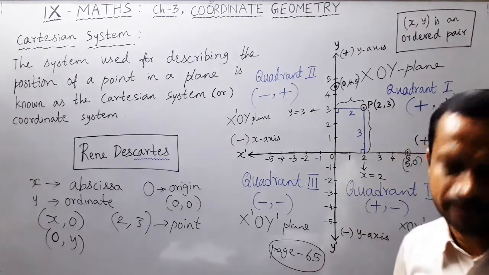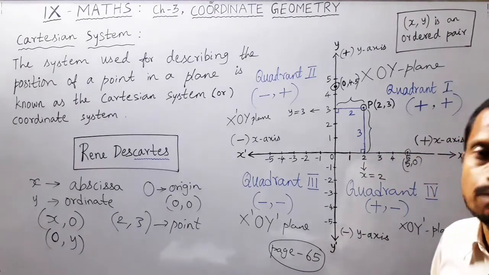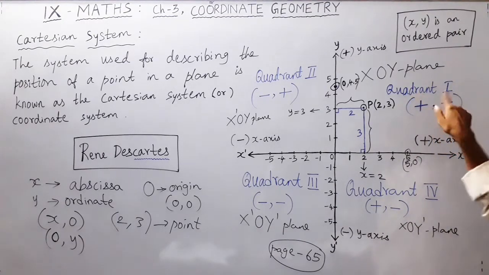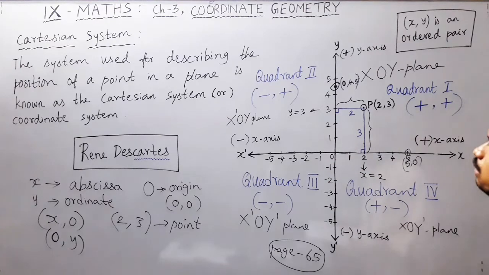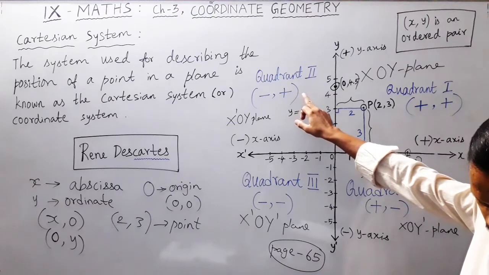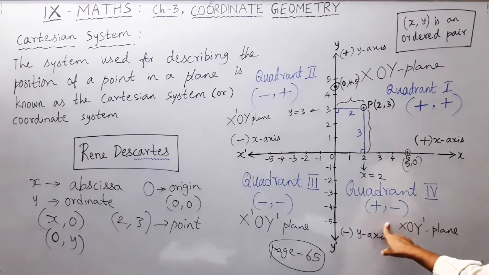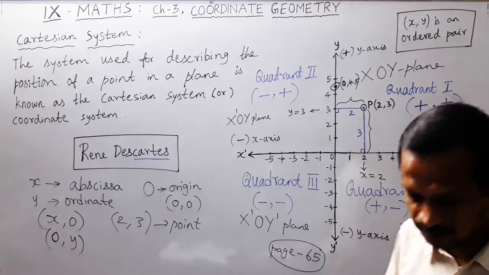Coming to next point number 10. The coordinates of a point are of the form plus comma plus, in the first quadrant. Everything we have discussed already, but point by point now we are again recalling. And then minus comma plus, second quadrant; minus comma minus, third quadrant; plus comma minus, fourth quadrant. Where plus denotes positive real number and minus denotes negative real number. So this is what is given in point number 10. Okay, and then coming to point number 11.